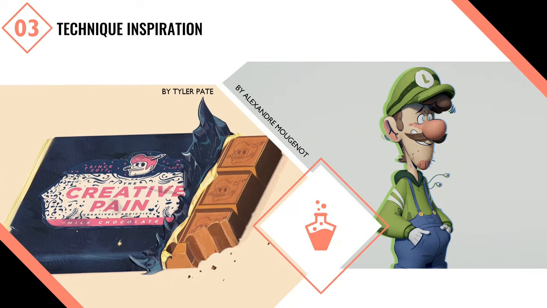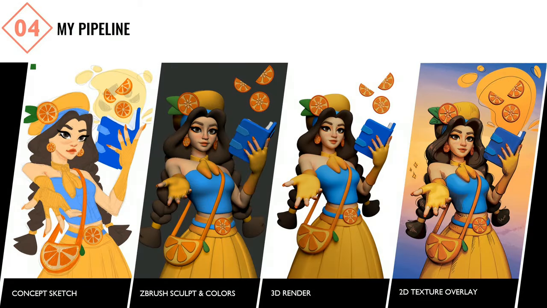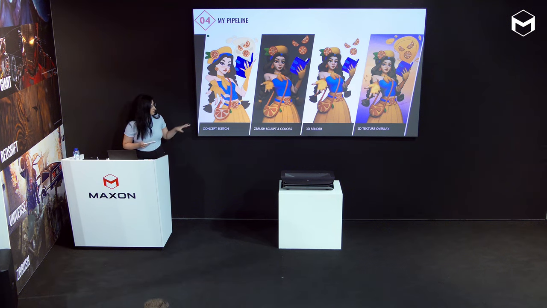So I have taken inspiration from both of these techniques, and I have decided to combine aspects of them together with my already existing skills and knowledge to create a pipeline that works well for me. So the pipeline I have created to form an illustration from idea to final product consists of four parts. So firstly, I begin with creating a concept sketch. Then I move on to sculpting my character in ZBrush and coloring it. Then I create a 3D render. And in the end, I, similarly to Tyler Pate, create a texture overlay in Photoshop.